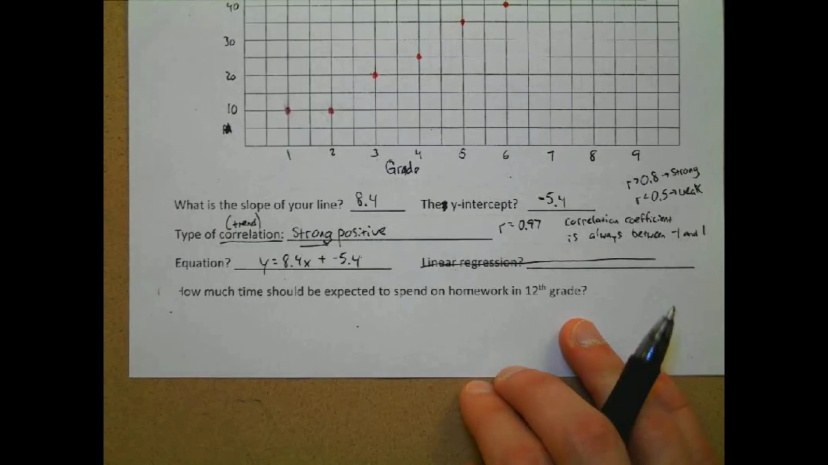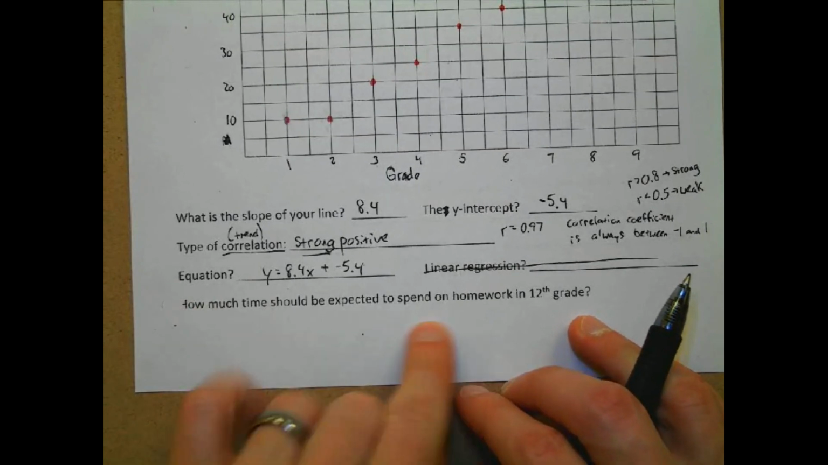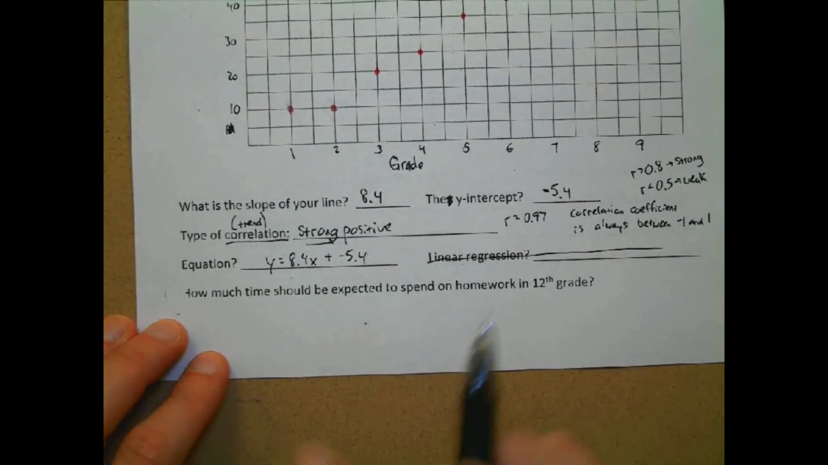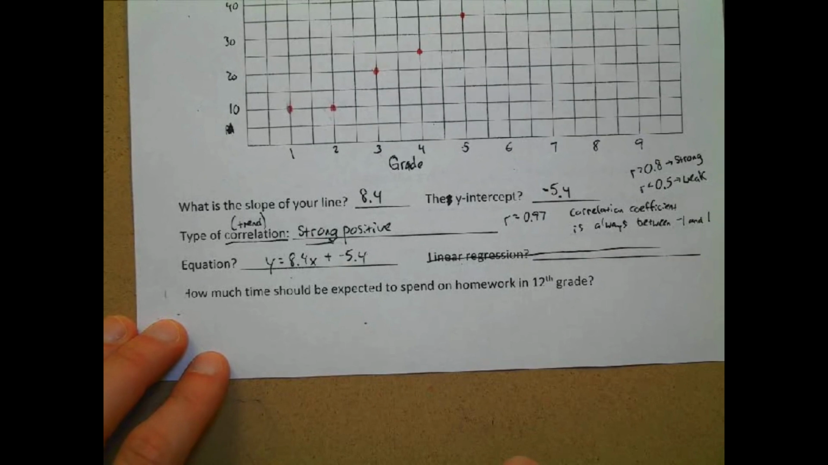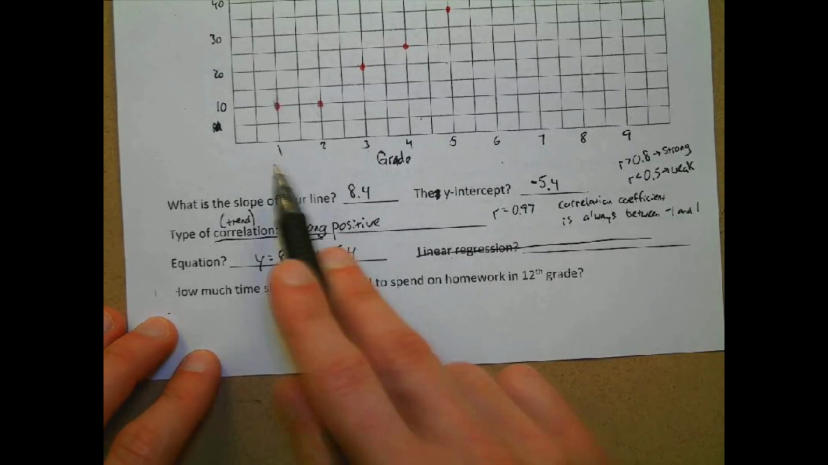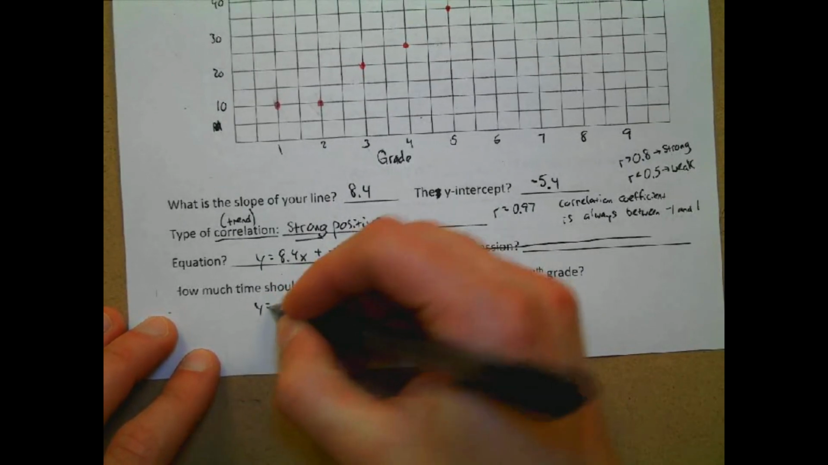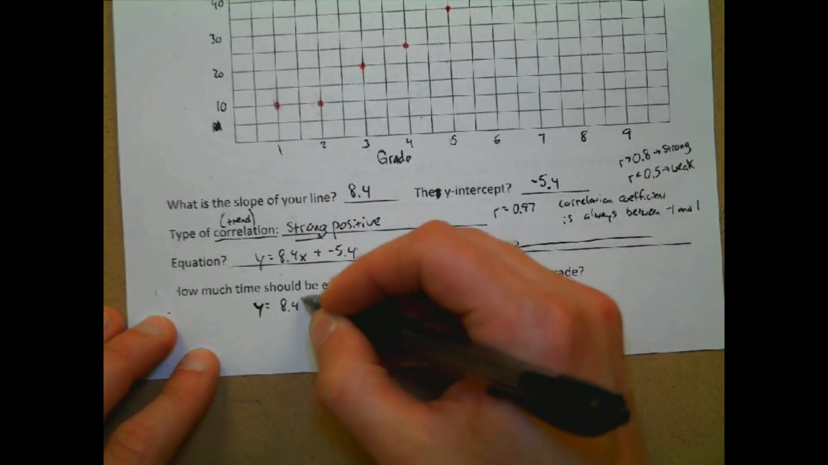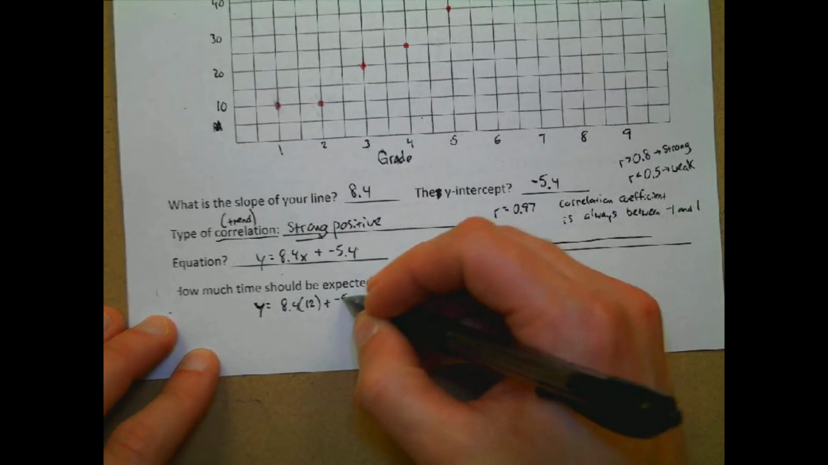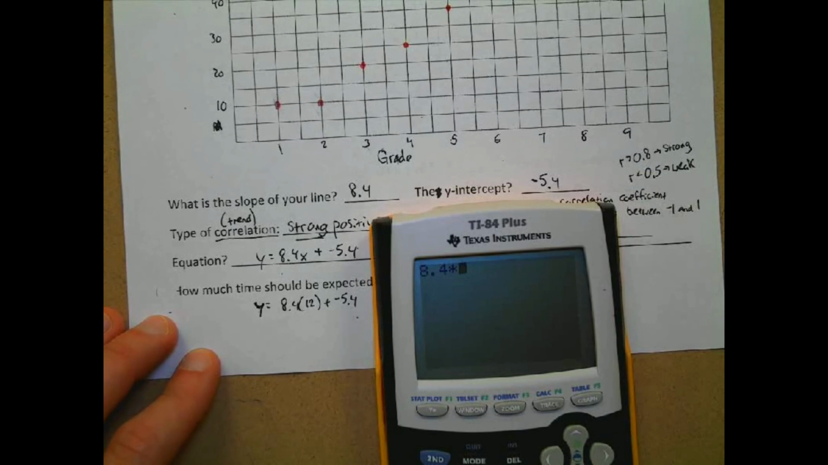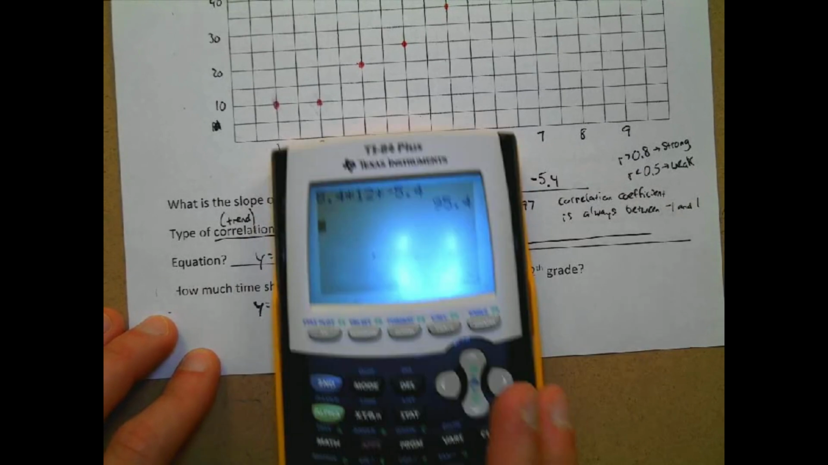Okay, so how much time should be expected to spend on homework in 12th grade? All right, well, what can we do here with our linear equation? Plug it into, for which variable? For x, right, because x is the grade, and then y will give us the amount of time. So we'll say y equals 8.4 times 12 plus negative 5.4. Okay, 8.4 times 12 plus negative 5.4. Okay, 95.4.